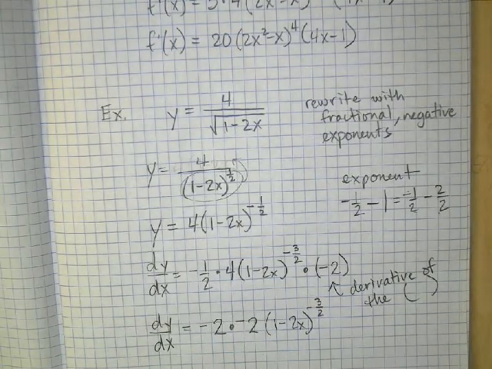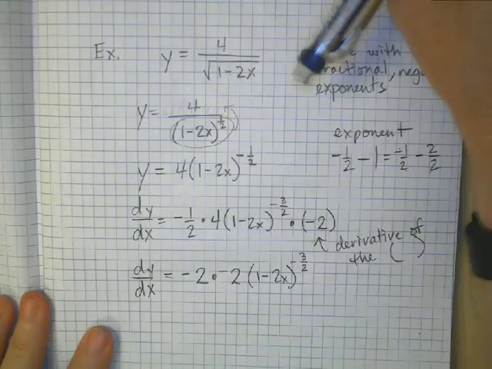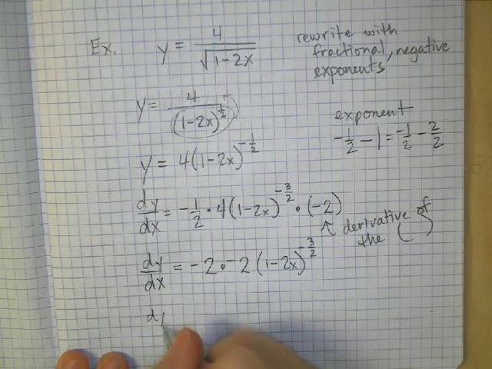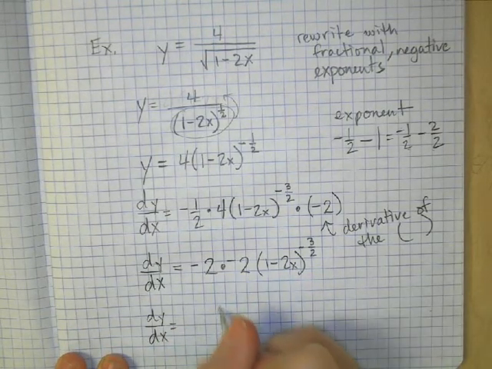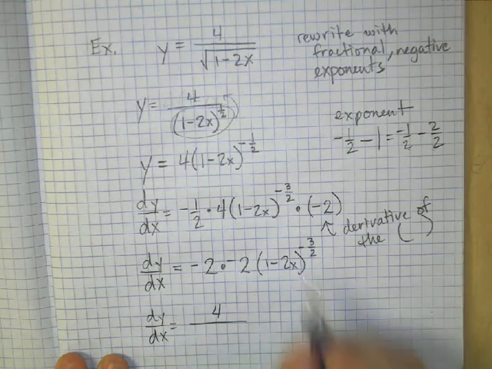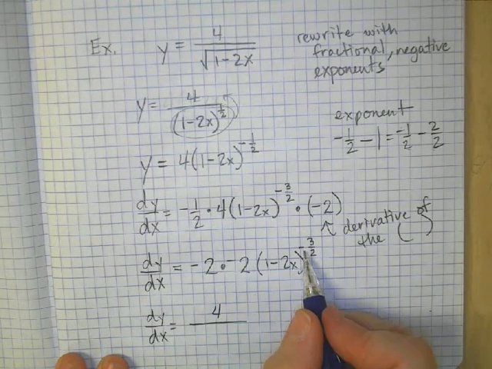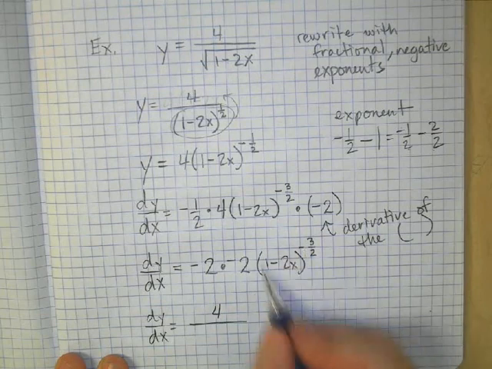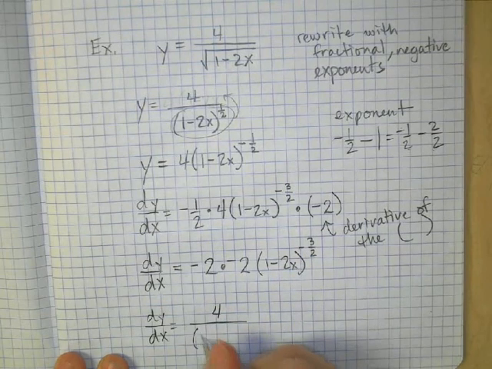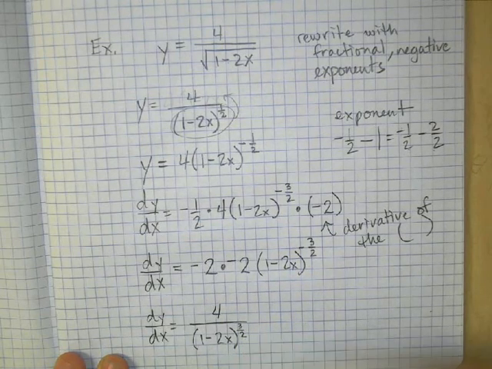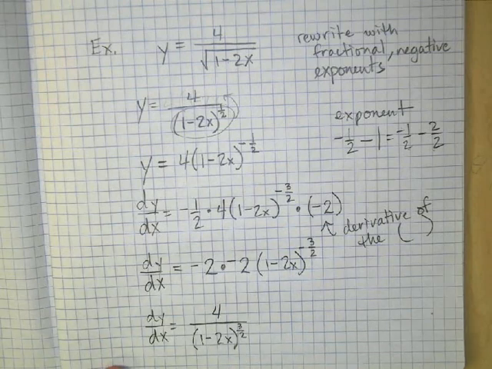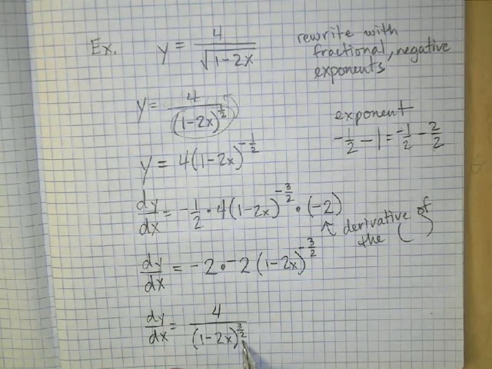So I'm going to go ahead and change this back to a fraction. So dy dx. Negative times a negative is a positive 4. And I'm going to move this to the denominator, because see how it's negative. So this whole thing is going to go to the bottom, 1 minus 2x. And I can change that back to a positive. And then I can even change it back into a square root, because I have the square root. The denominator is 2 here.